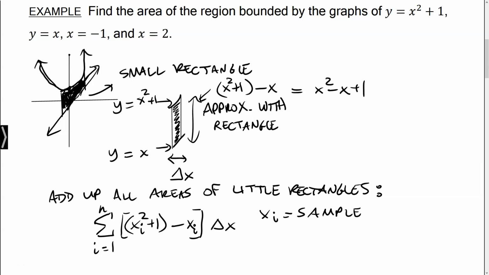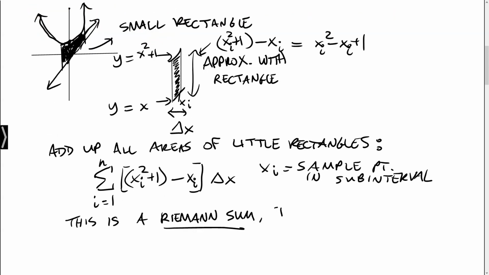Right, so to actually evaluate this height here, we have to take a sample point here. So we just take some xi inside here. So it's really xi squared minus xi plus 1. So it's a sample point in the subinterval. Okay, but this is exactly a Riemann sum. So if we take the limit as delta x goes to 0, and as n goes to infinity, then we get a definite integral.